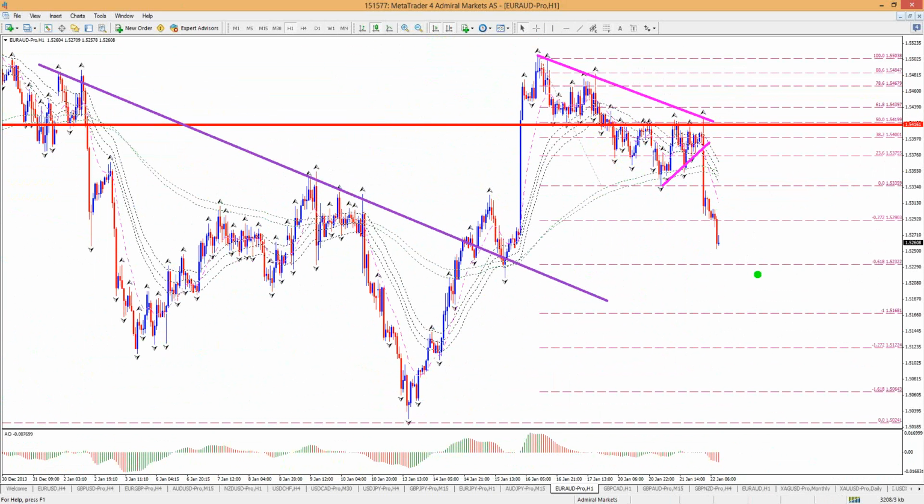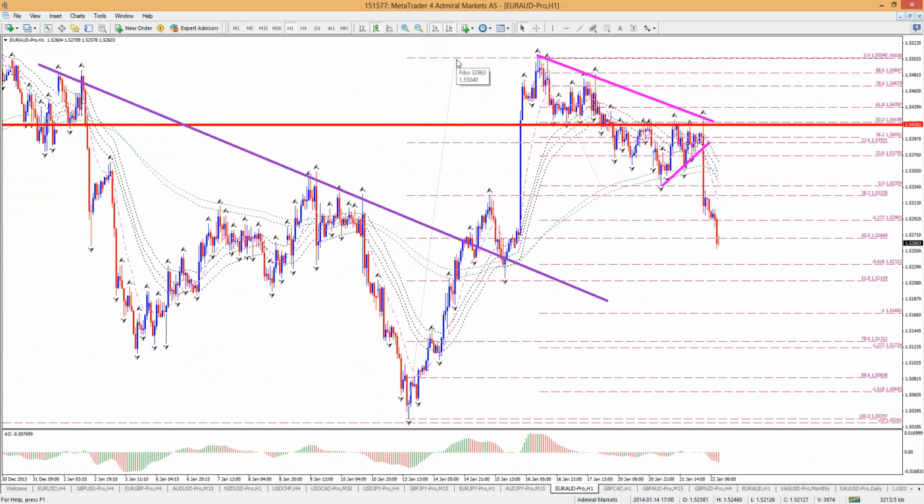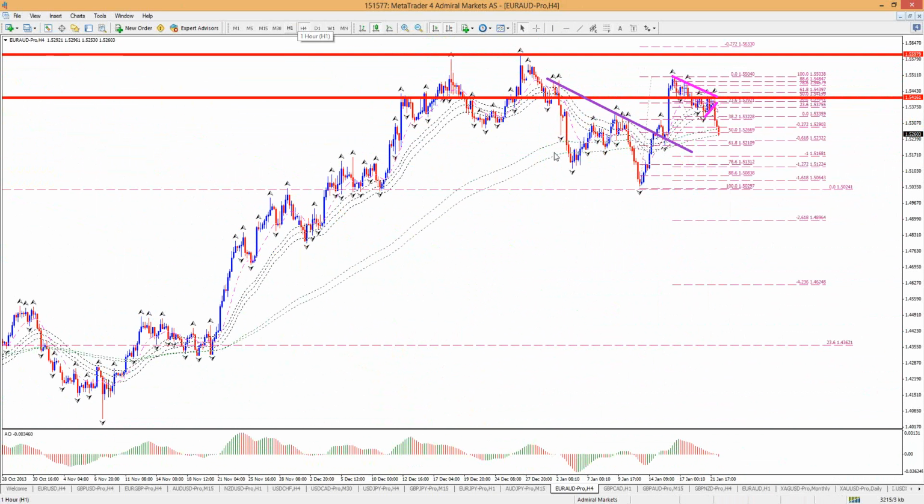Minus 618 target could be at 152.30. That's about 30 pips away from there. There's also a support level here, and if we probably put a fib on this entire upside, no, that doesn't look interesting to me.